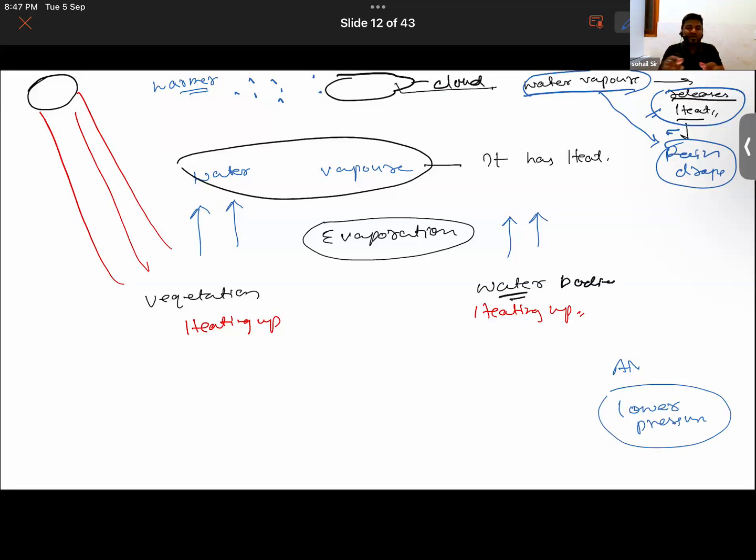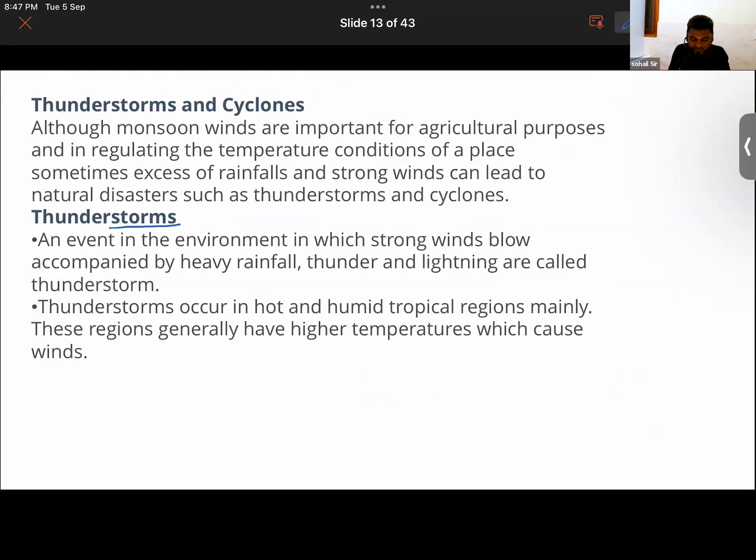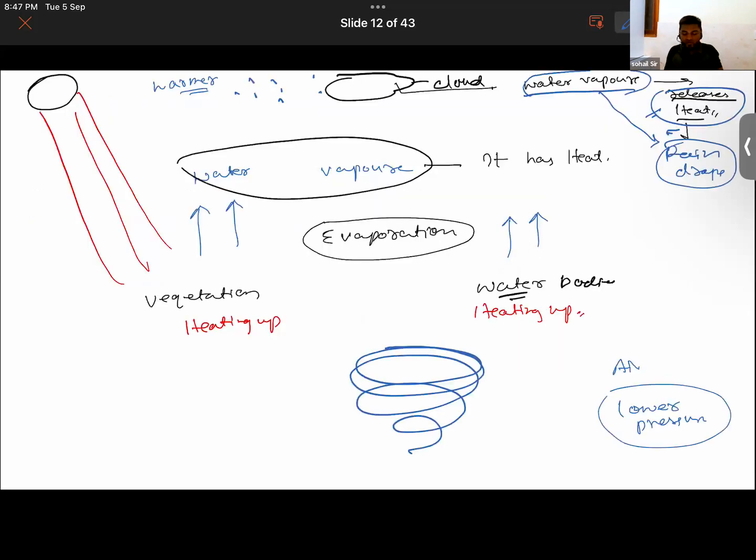So due to lower pressure, what happens now? It causes the air to rush in towards the center of the storm. Whenever you have a thunderstorm, the term itself is thunder plus storm. Okay, and it is accompanied by heavy rainfall also, there is thunder also. Now, when the pressure is lowered, what happens? The surrounding air starts to gush in. It rushes towards the lower pressure region here.